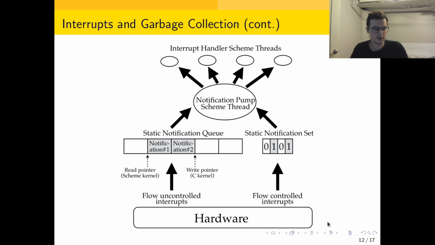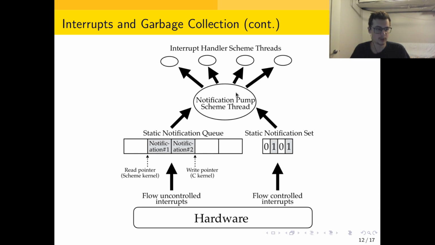Flow control interrupts, because we now control their flow, we can be sure that we never have more than one that is pending, because we can just delay the processing until we're ready. So flow control interrupts are going into what we're going to have as a bit set of interrupts that need to be treated. At the same time, flow uncontrolled interrupts are going to be placed in a static notification queue, just like before, because we really need to acknowledge them as soon as they come in, and then get the data we need, and then just send it to Scheme so Scheme can deal with it.